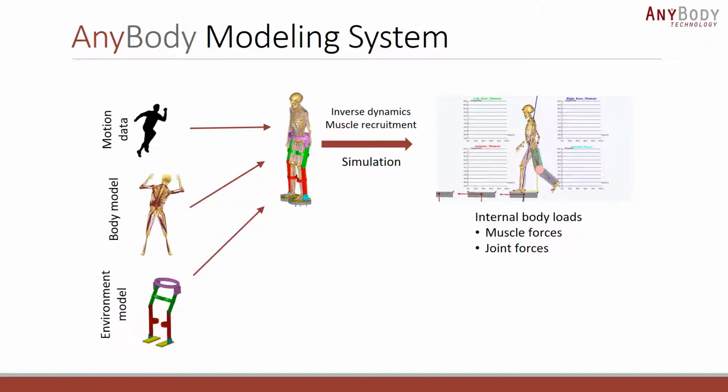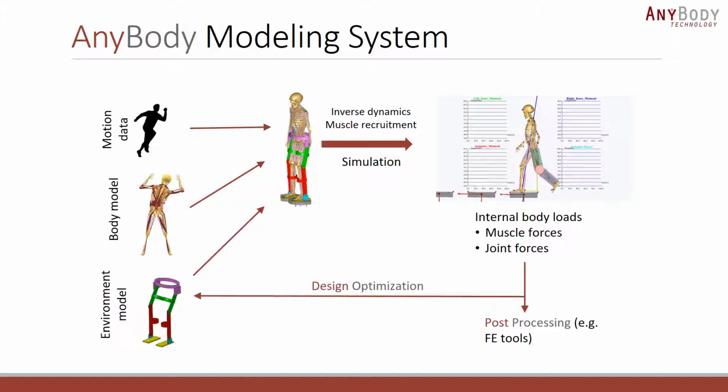So these internal body loads, that is the muscle forces and the joint reaction forces, may be the final output that you're looking for. In other cases, you may want to pass this information on to other post-processing tools, such as finite element software. In particular, we do have ready-made interfaces when you want to pass your forces on to Abaqus or ANSYS finite element solvers. In other cases, you may want to actually optimize the design of your environment so that it induces some favorable biomechanical behavior in the human body, such as, for example, reducing muscle forces in the thigh in the case of an exoskeleton. And these design optimization studies can be run within AnyBody too.